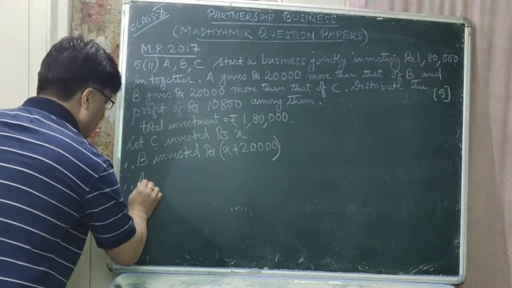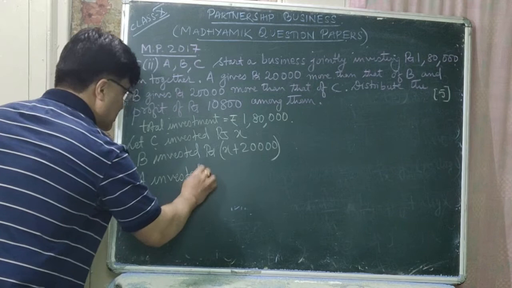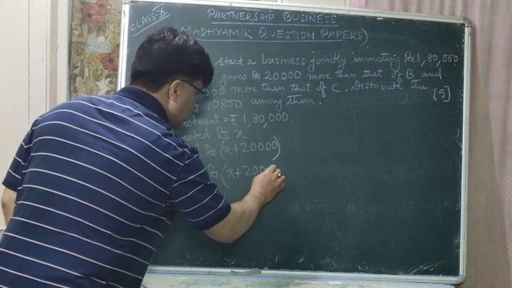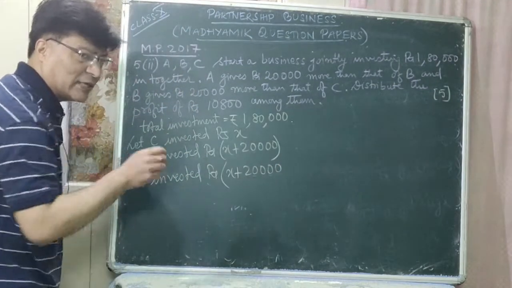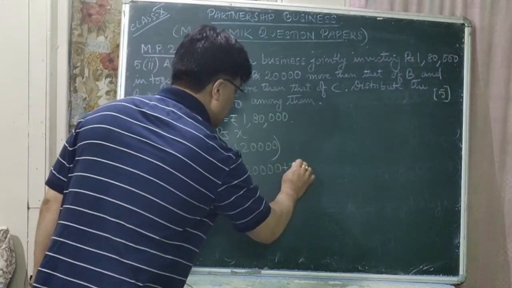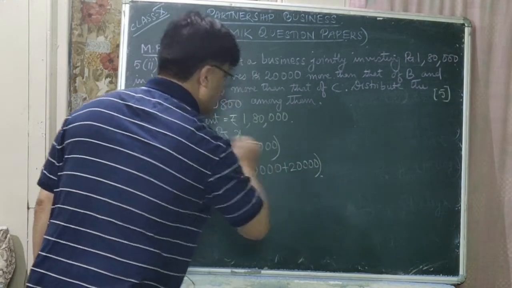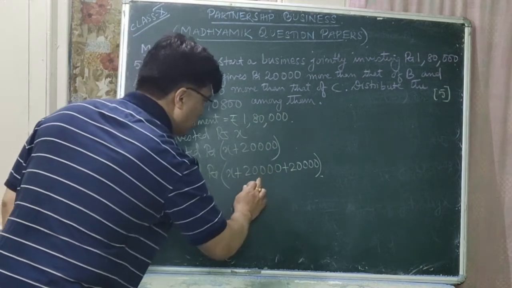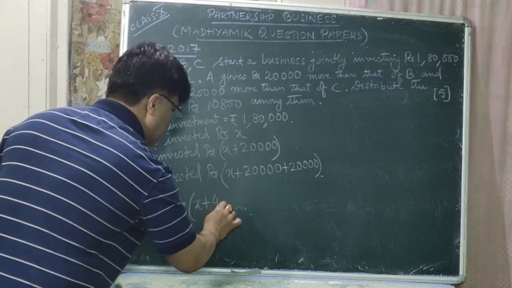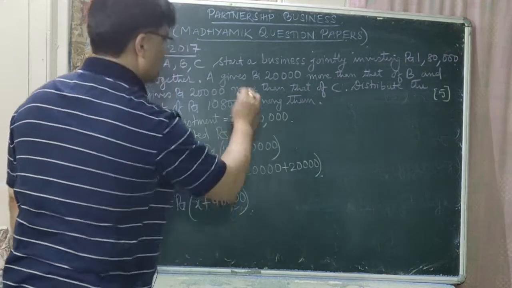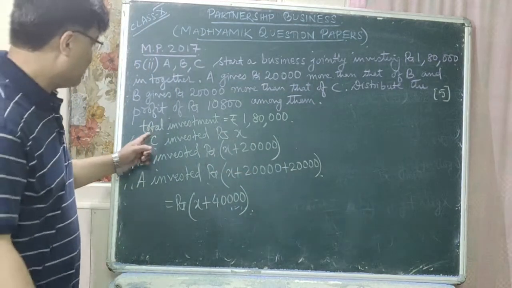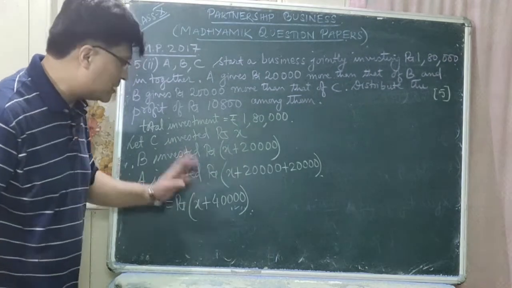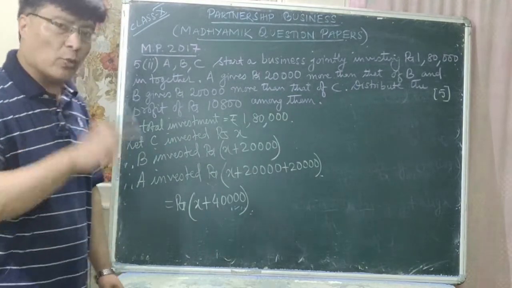So therefore A invested rupees, B has already paid X plus 20,000, and A pays 20,000 even more than this, so plus 20,000 must be added. So it is equal to rupees X plus 20,000 plus 20,000, you know that it is 40,000. So I think you have understood it. So C invested rupees X, B invested rupees X plus 20,000, and A invested rupees X plus 40,000. Is that clear?